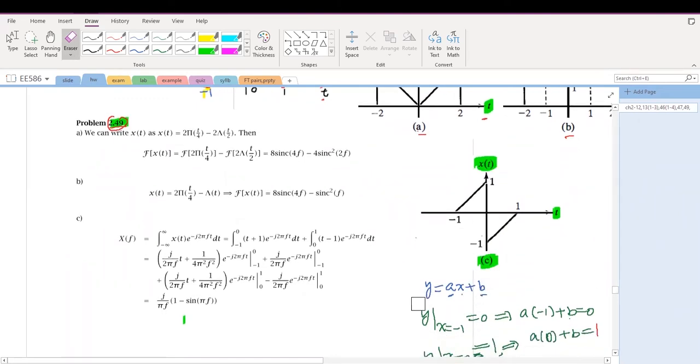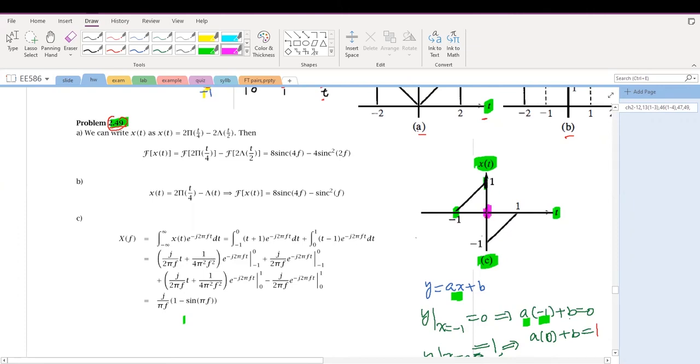A straight line, we know that can be expressed by y equals ax plus b, right? So when x equals -1 here, y equals 0, and then you plug it in, x equals -1, a multiplied by -1 plus b equals 0. Second point, that's this point, this point.